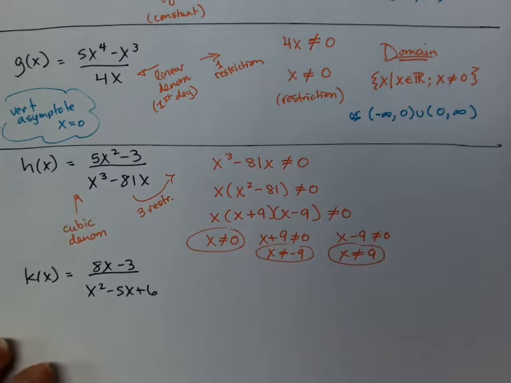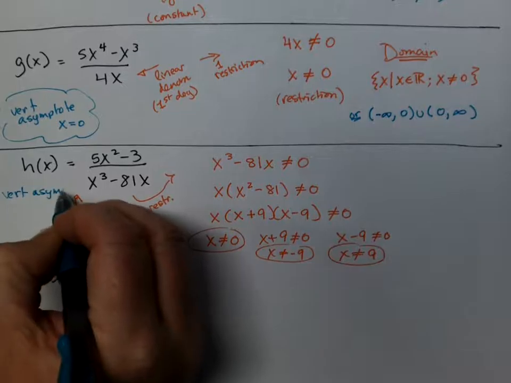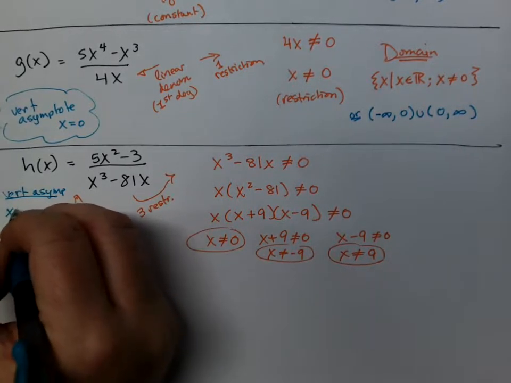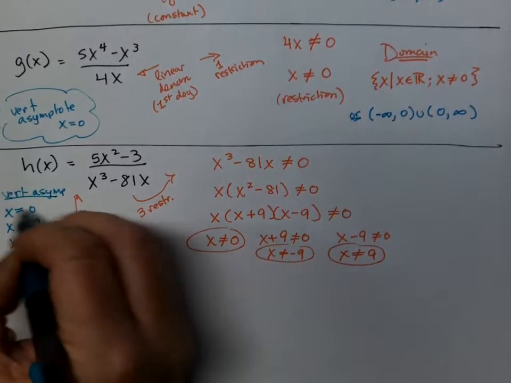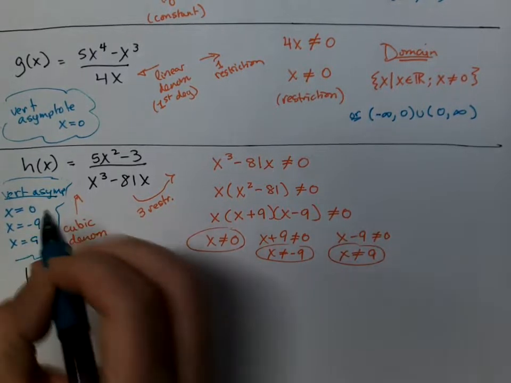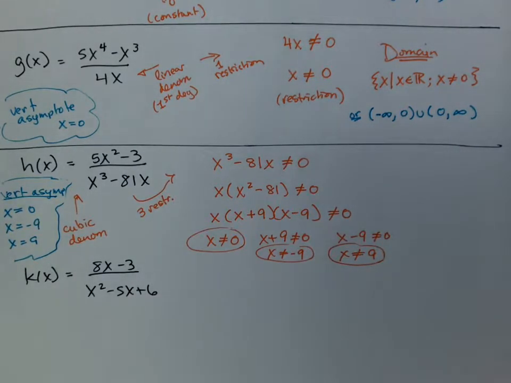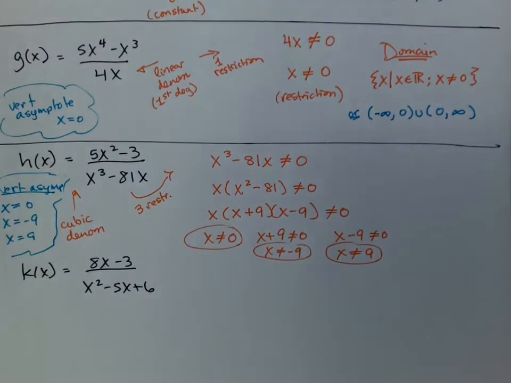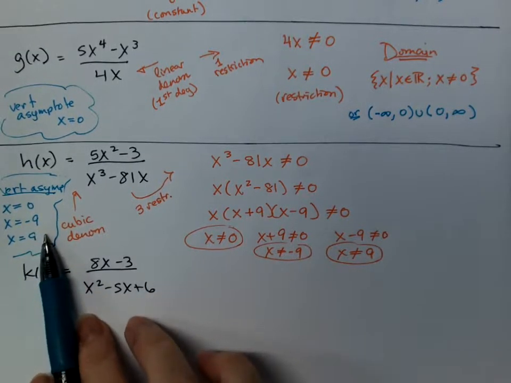These right here, your vertical asymptotes, are x equals 0, x equals -9, and x equals 9. Those are three dashed vertical lines that the graph of this function will never touch. This graph is going to swoop off into infinity or negative infinity anytime it gets close to one of those dashed vertical lines.